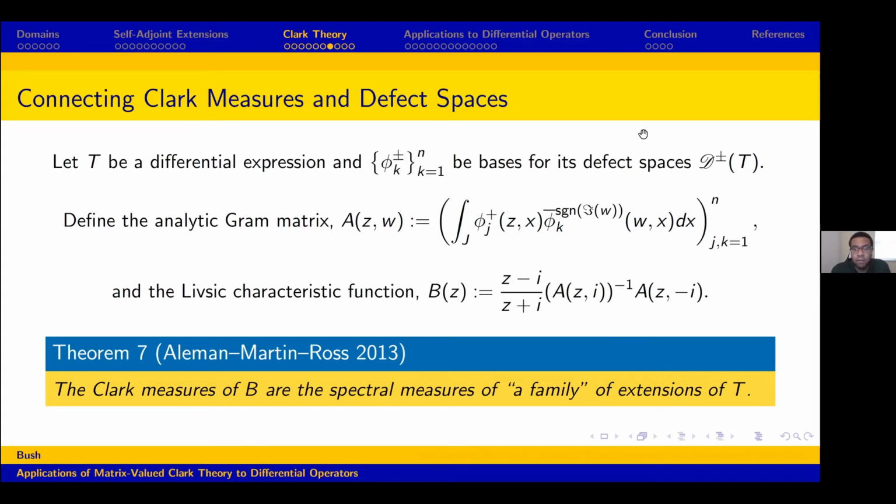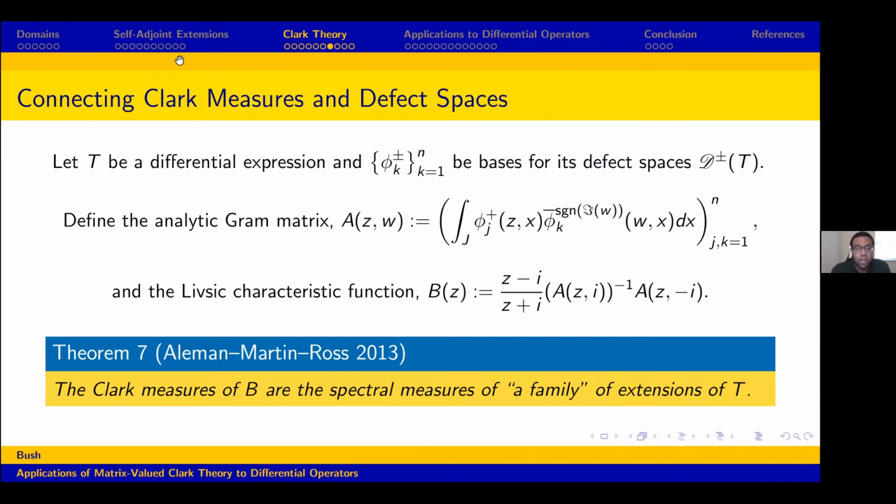You're going to have what's known as the analytic Gram matrix, which is going to consist of inner products of our defect functions, and the characteristic function, which is due to Livšic, and it's going to be this Blaschke factor with a Gram inverse, a z minus i.